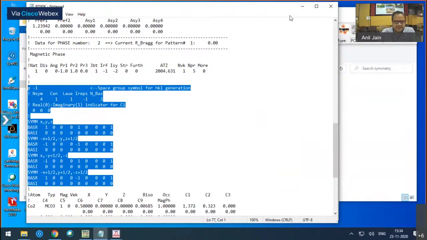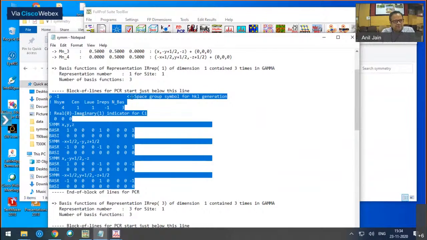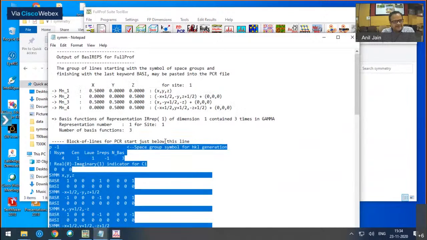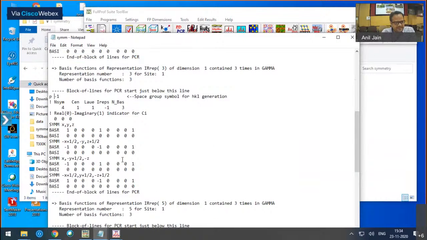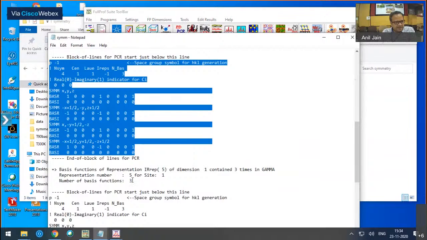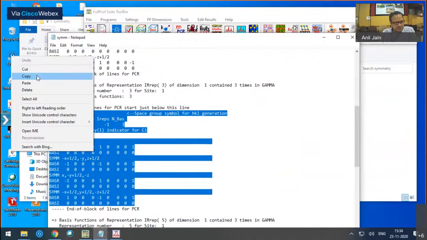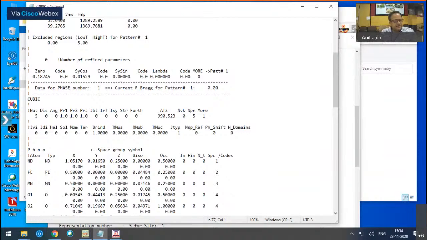Now how to do it? Again, as I told you, we have to go to this FP file which was generated by this BASIREPS program. So now I go to the basis function of the representation, I rep 3 of dimension 1, contained 3 times in gamma, and I go with this representation now. So I copy it here, and so this is the symmetry. Okay, so this is the file we are working on now.